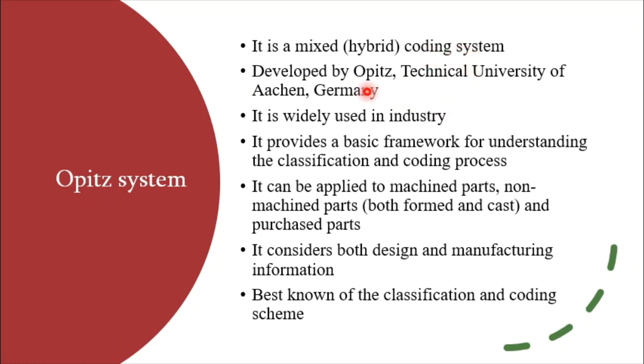It was developed by the OPIT Technical University in Germany around the 1970s and is widely used in industry. This provides a basic framework for understanding the classification of the coding process. It can be applied to machine parts, non-machine parts, both formed or cast, and any purchased parts also. Therefore it is very famous. Both design and manufacturing information can be considered, so it is the best known classification and coding scheme.